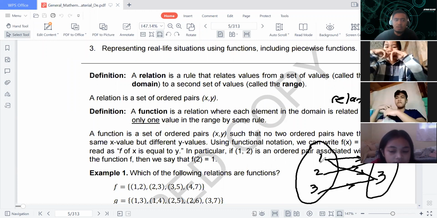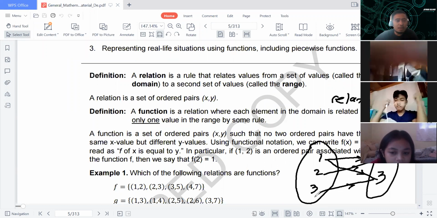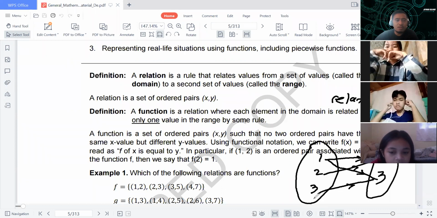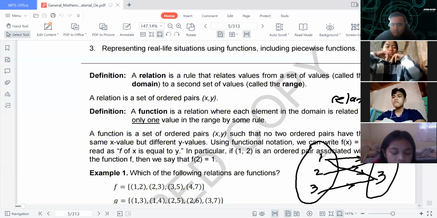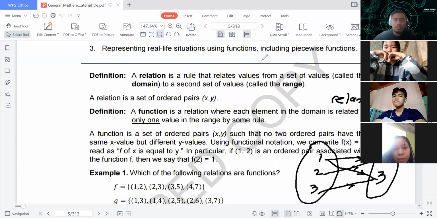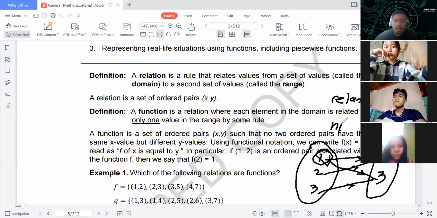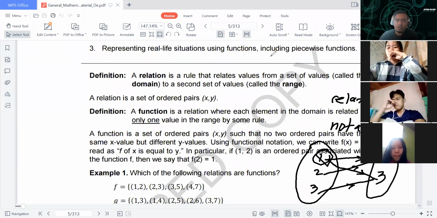First condition: all elements of the domain are used. Okay, no problem with all elements of the domain. Second, each assignment of your domain must be unique. If you look here, there is one element of your domain that is assigned twice. So in that case, this is not a function. Clear? Understood by everyone?